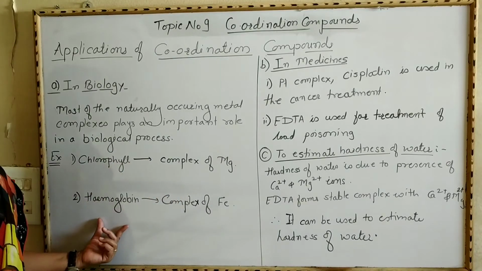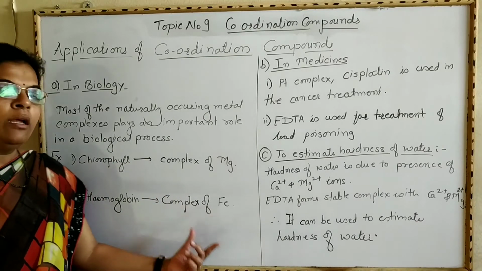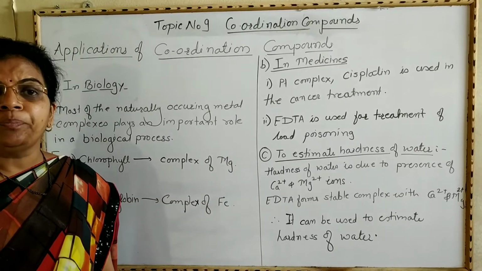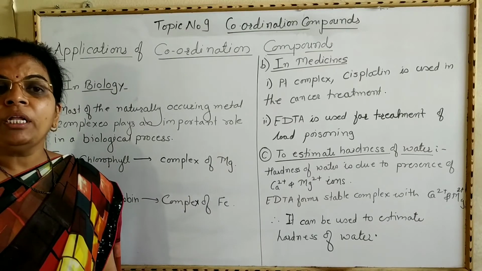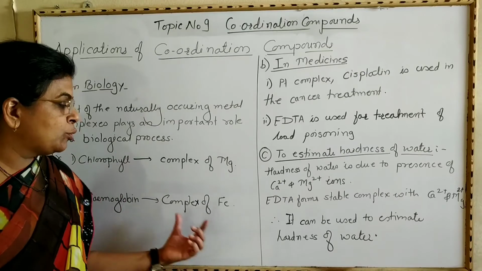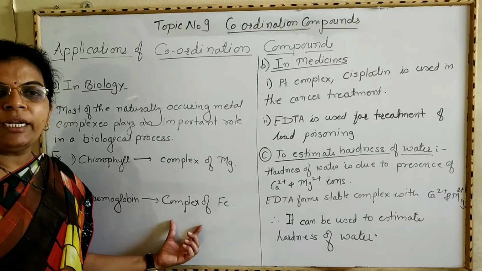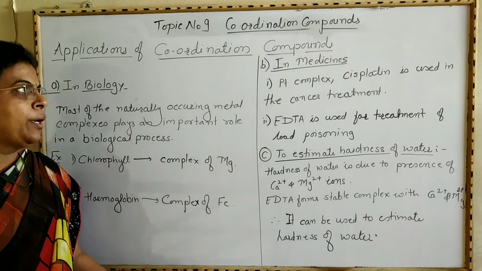Second is hemoglobin, which is the complex of iron present in human blood, used to carry oxygenated and deoxygenated blood.